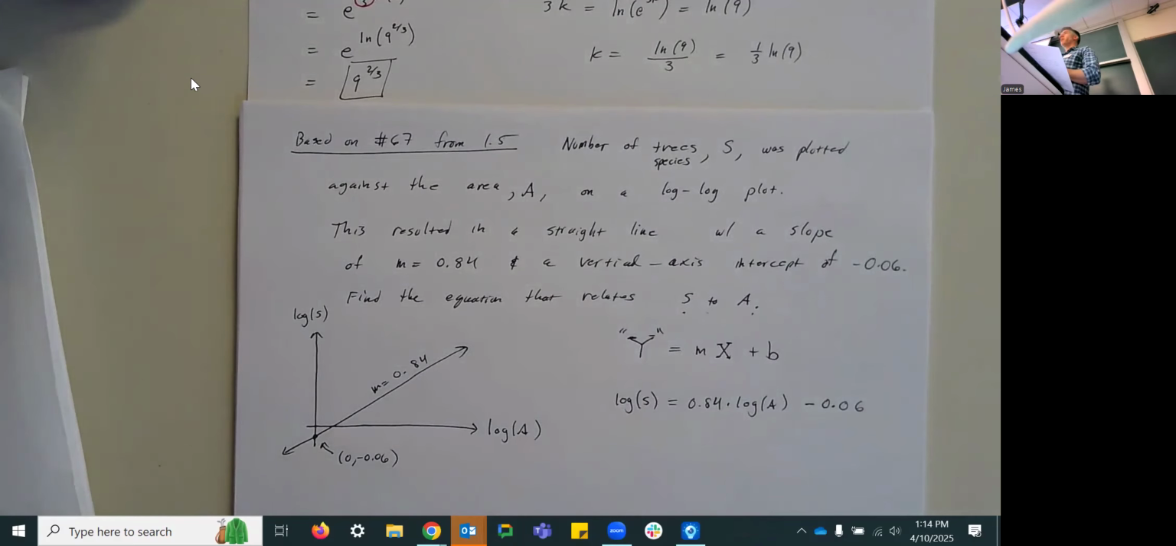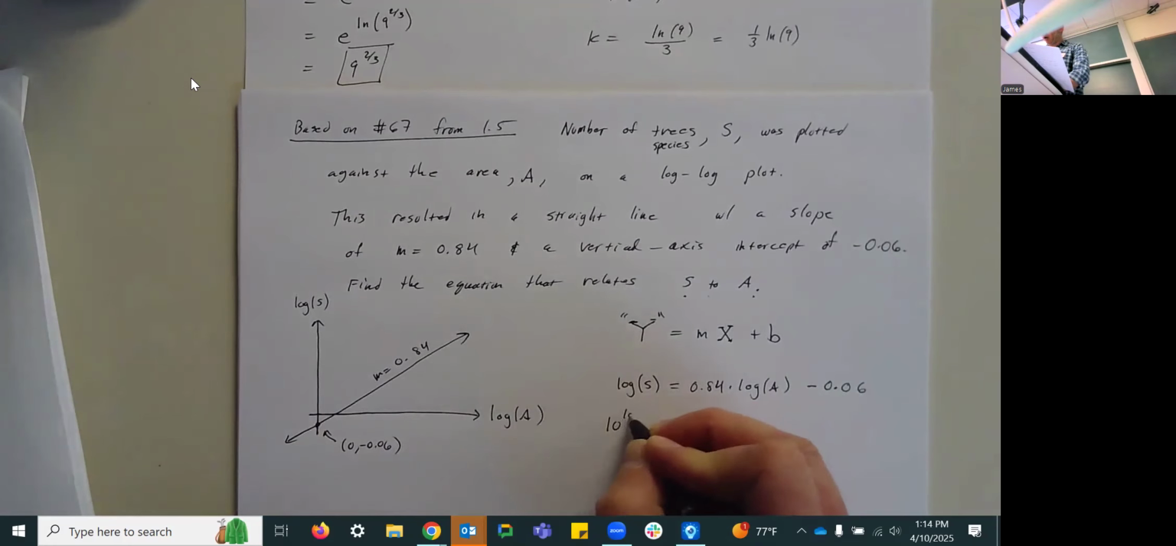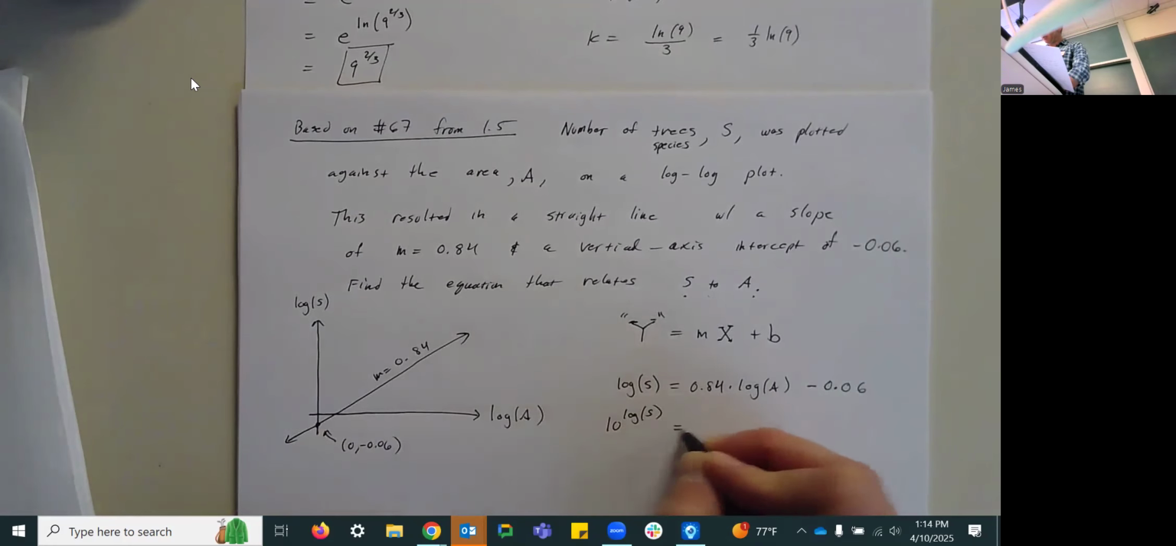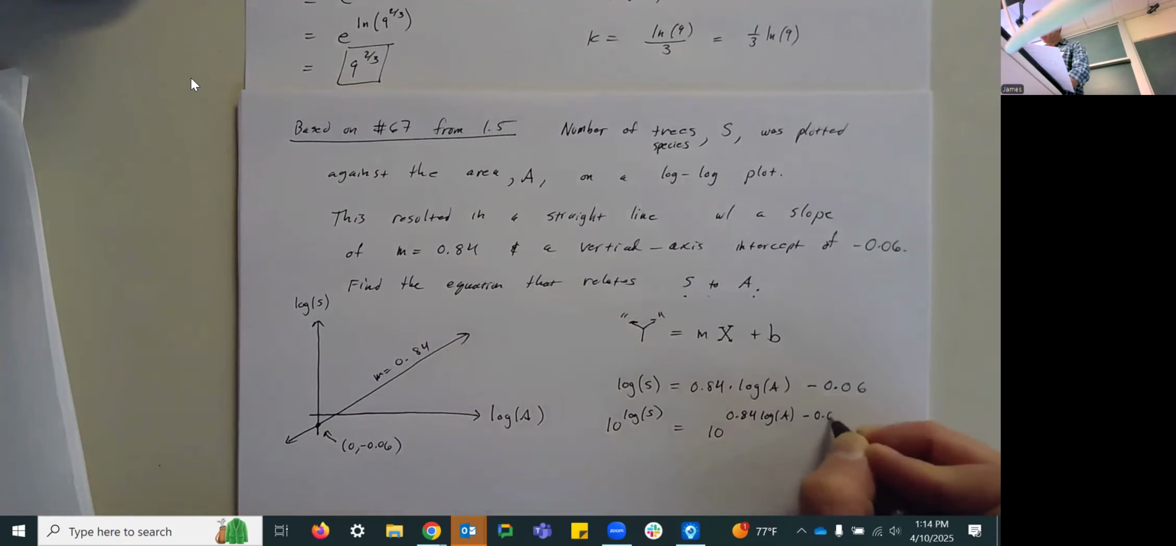What's our base here? Well, what log base am I using? 10. Always 10 for these logs. Always log base 10. We're writing log because, right. So I'm going to think of raising both sides as powers of 10. I'm going to write this as 10 to the log base 10 of S equal to 10 to the 0.84 times log of A minus 0.06, all as my exponent there. That's terrible.